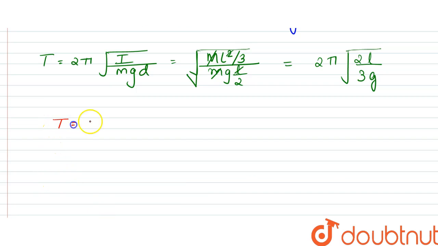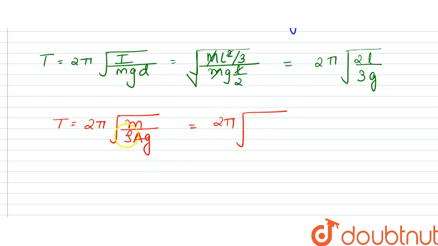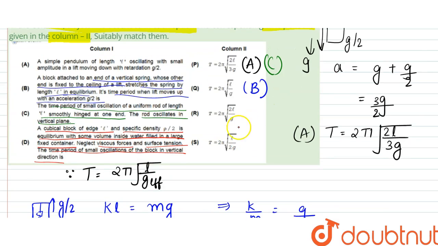So for the particle in water, the time period is 2 pi root over m by rho a g. The mass would be the density, rho by 2, into the volume, that is area into length, over rho a g. So this rho and rho cancel, and area and area cancel. So we get 2 pi root over 2L by g. So this is the correct answer.